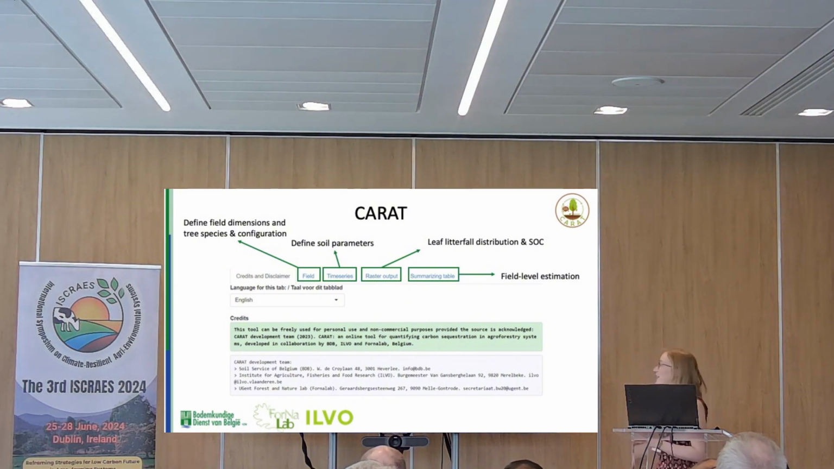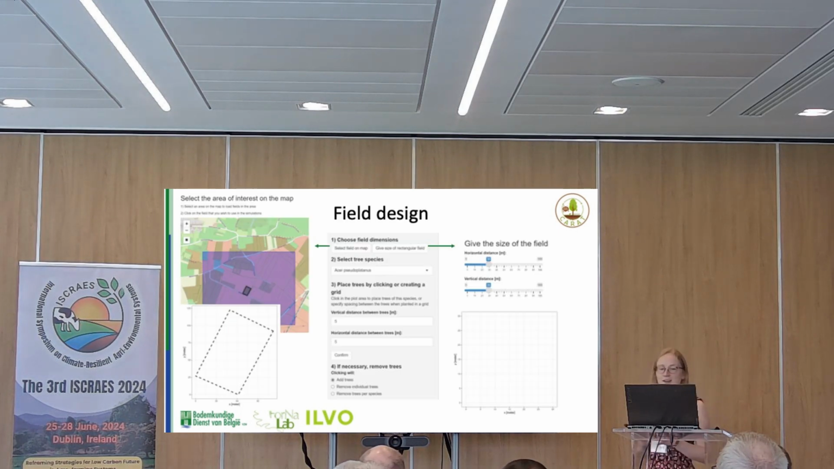Firstly, the field design. You can choose your field dimensions in 2 different options. You can give the size of a rectangular field. Here I chose a 30 meters by 30 meters plot, and a raster will be generated with those dimensions that will represent your field. The other option is that you can search your field on the map. You can zoom into the map and actually select your field, and then those dimensions will be transferred into a grid.